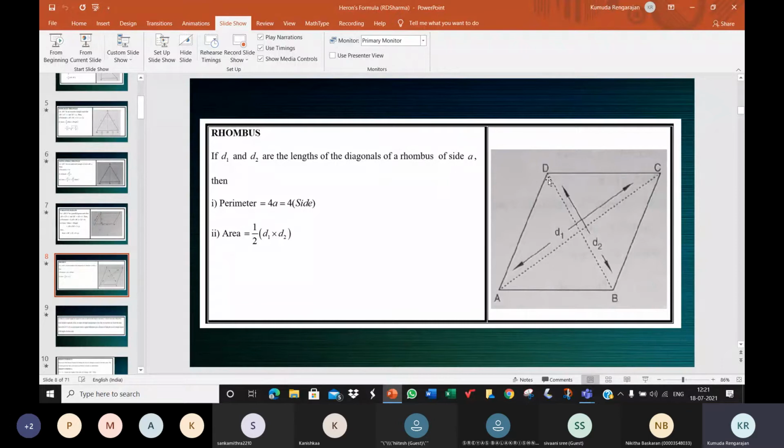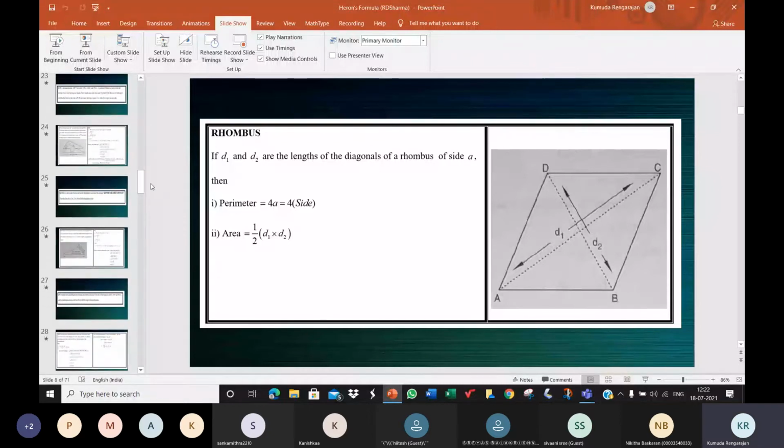That means the length of this piece is equal to the length of this piece, and this length is equal to this length. Each diagonal is cut into two equal pieces. If it is 10, it is 5 and 5. If it's 14, 7 and 7. Now with these properties, we should be able to find the length of the other diagonal.